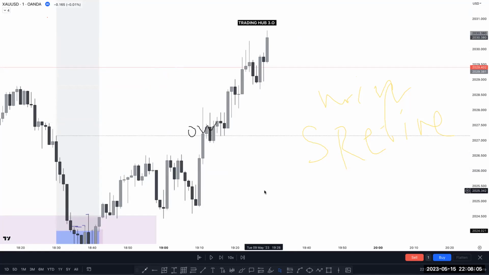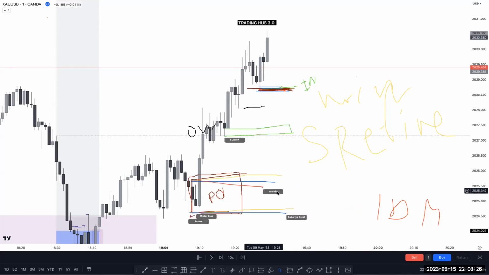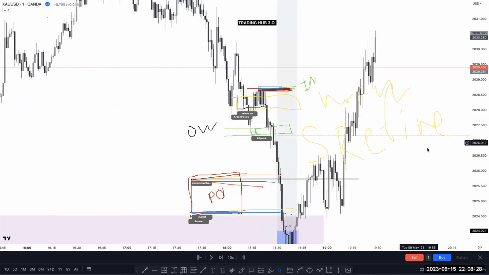First of all, okay, the first pullback is our inducement. Where is our next POI when you are looking to buy? Okay, perfect.